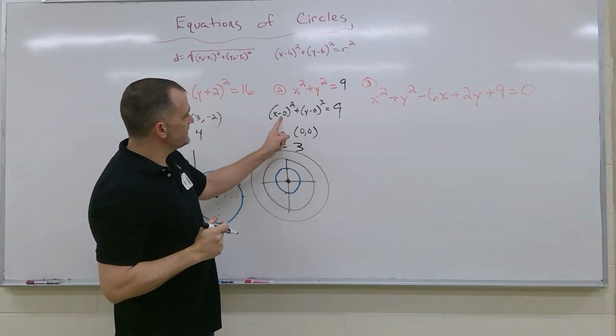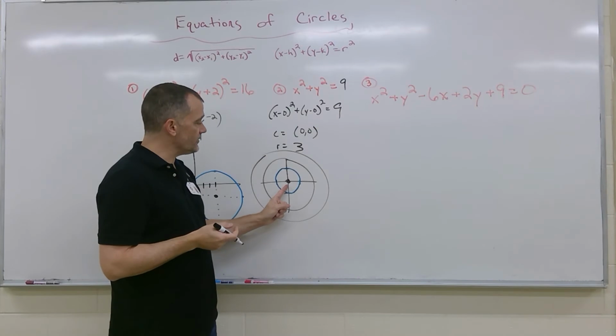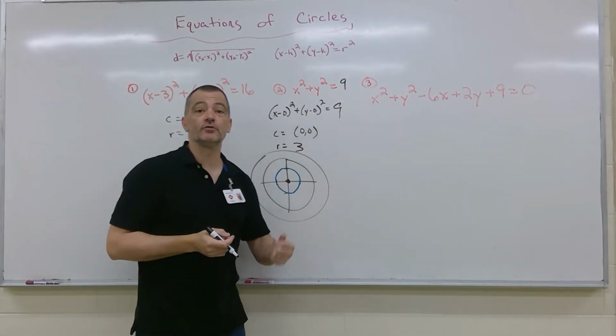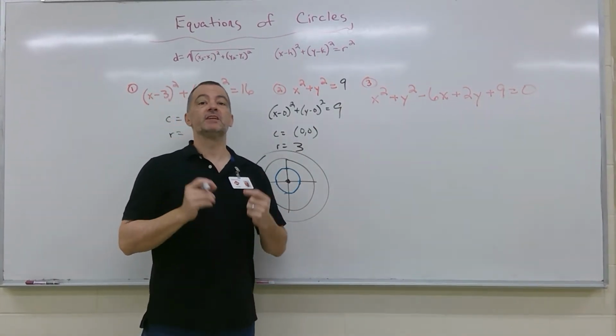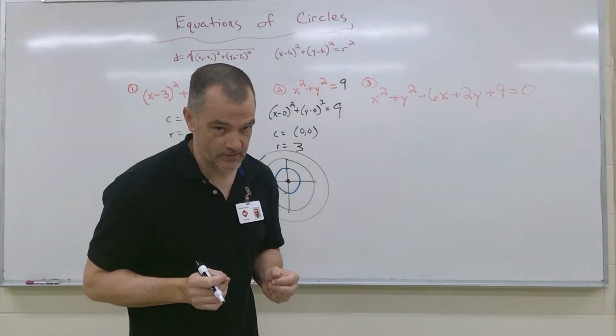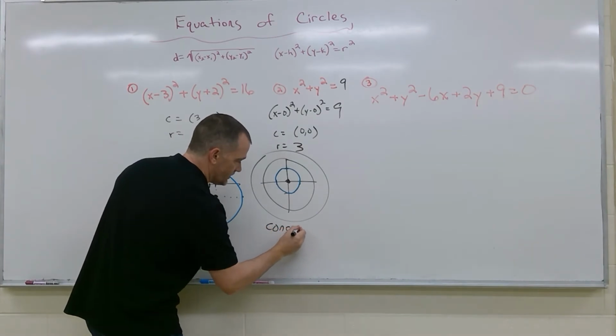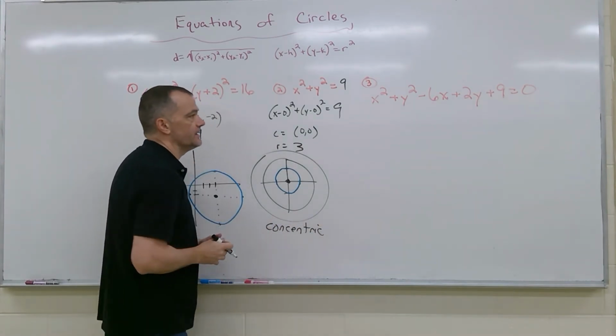So keeping the center the same is pretty simple. You just don't change anything. You just change this value, and you get a series of circles with the exact same center, but a different radius. They're called concentric. Concentric circles. So concentric, that's your SAT word for the day.